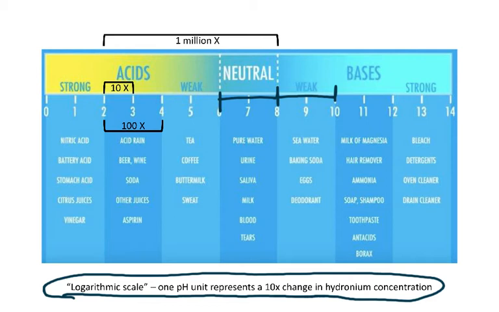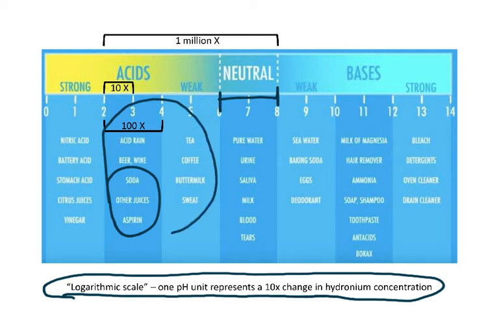But even citrus juices are down here by battery acid and nitric acid, right? But they are quite different, obviously. You can drink one and the other one you do not drink. Most other juices and sodas and drinks are on the slightly acidic side, right? They are in the middle acidic range.